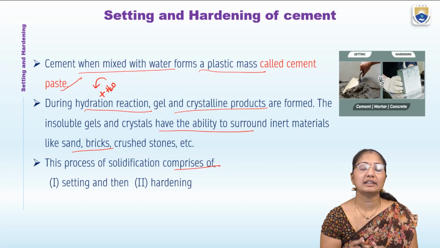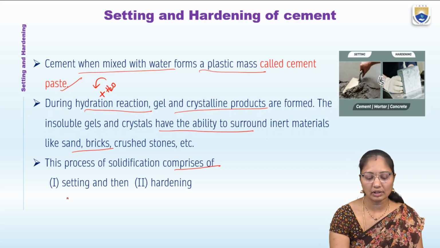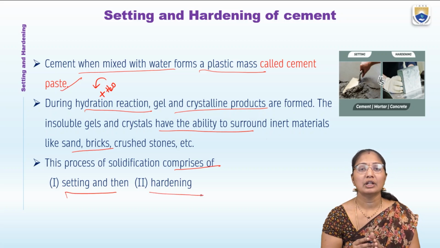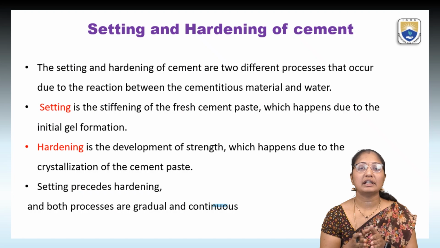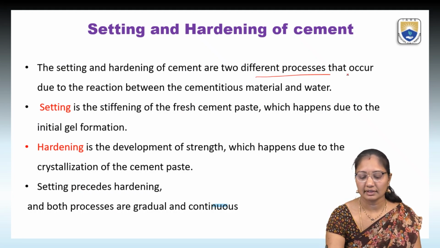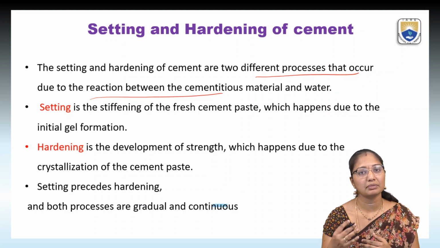Generally this process of solidification, meaning converting the gel to solid, involves two phases, which are called setting and then hardening. The first step is setting, followed by the hardening step. These are two different processes that occur due to the reaction between the water and the cementitious material.